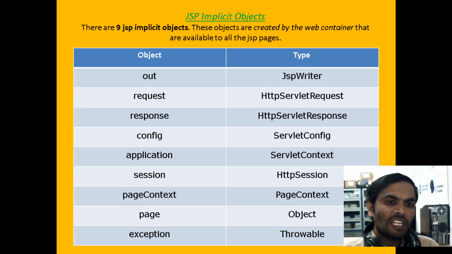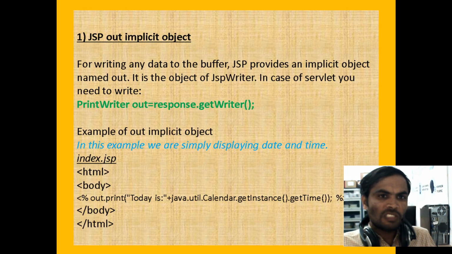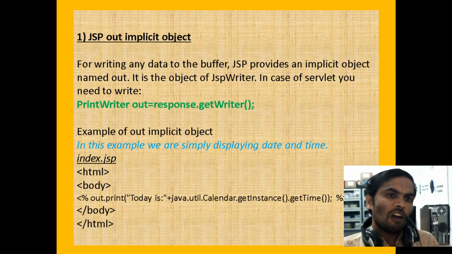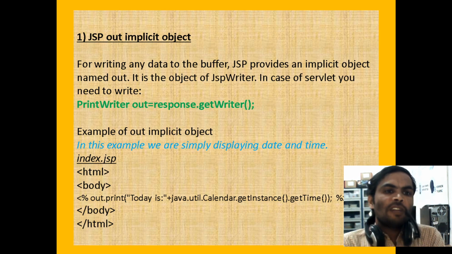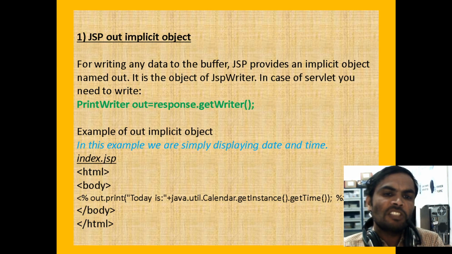Out object, request, response, config object, application object, session object, page context and the page object and exception object. Now if you want to see the practical, I am going for two examples for the practical of your implicit objects. Let's see how the implicit object works under your JSP application.